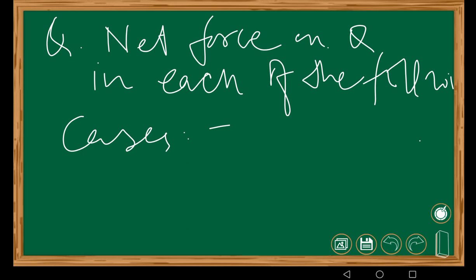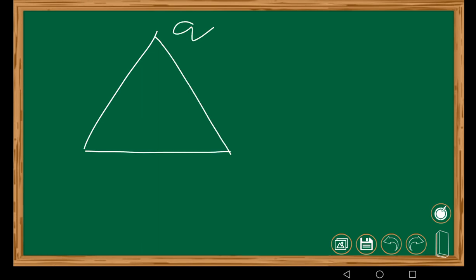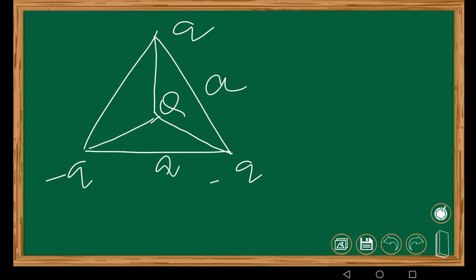Continuing the same question, let's get into the next figure. Suppose we have a triangle. Here we have a charge Q, here we have minus Q, here we have minus Q, and at the centroid of this triangle we have charge capital Q. We have to find the net force on capital Q. The side length of the triangle is given as A. What should be the force on capital Q? Let's find out.